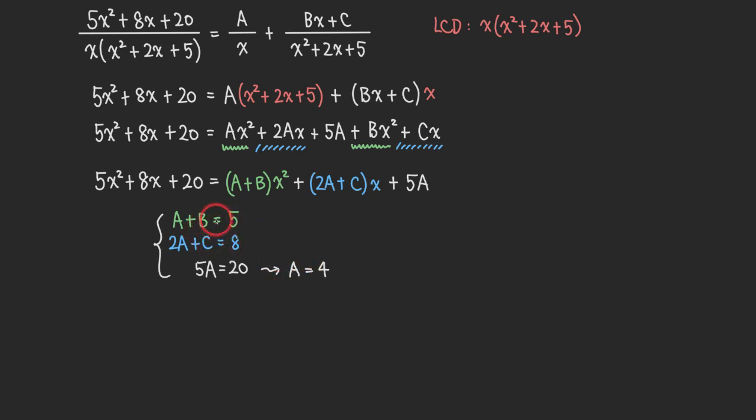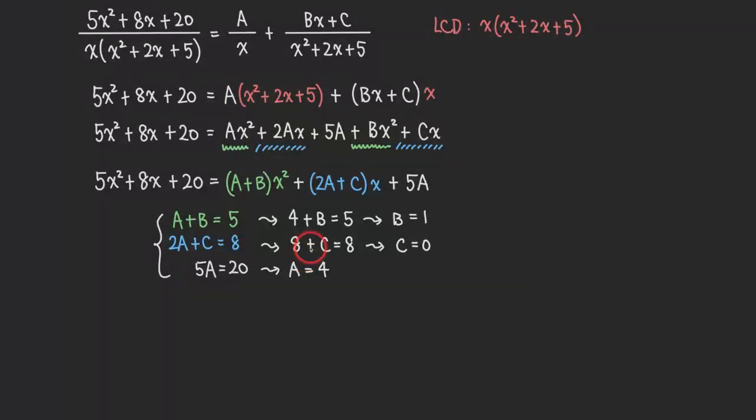So if you plug it back into the first one, we have 4 plus b is equal to 5. And so b is equal to 1. Then plug into the second equation, and we get 2 times 4, that's 8, plus c is equal to 8. So it just happens that c is equal to 0. Okay, so now we found the ABCs.